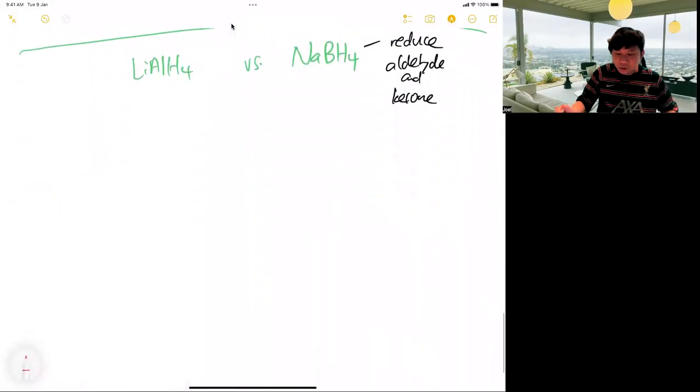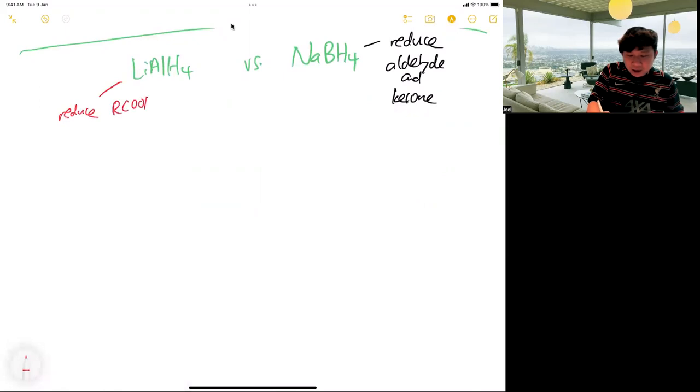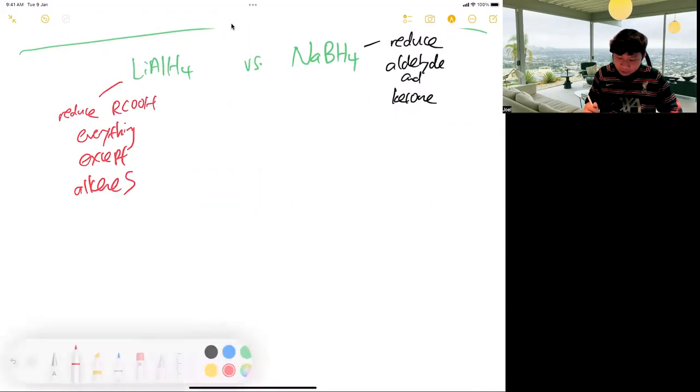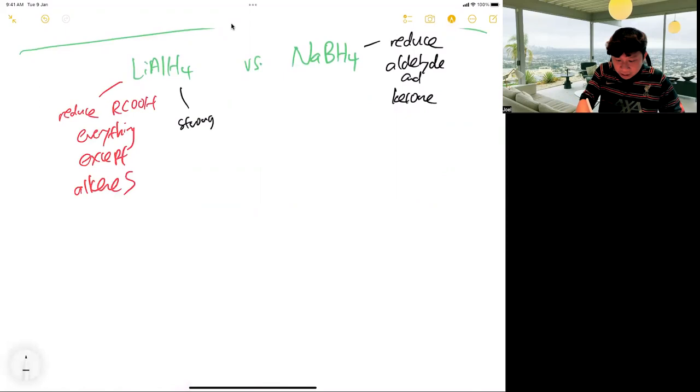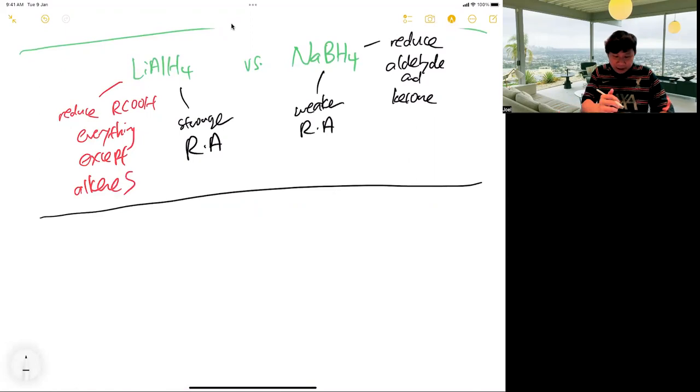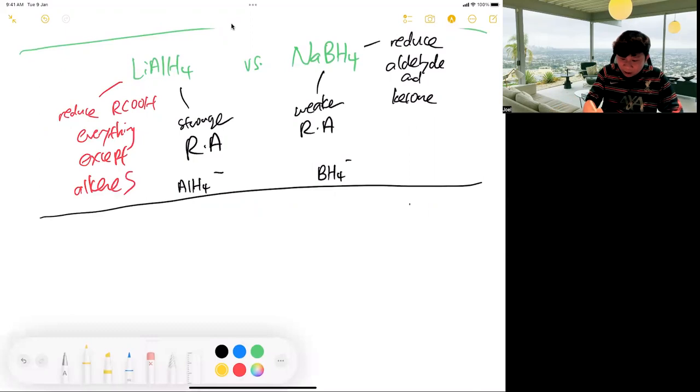Okay, so now let's analyze the two reducing agents. This one can reduce carboxylic acid and many more, can reduce everything except alkenes. So if you look at this pattern, this one is a stronger reducing agent and this one is a weaker reducing agent. In the periodic table, they are B and Al. So our focus is actually AlH4 minus and BH4 minus. That's the focus. These two are what we are studying.